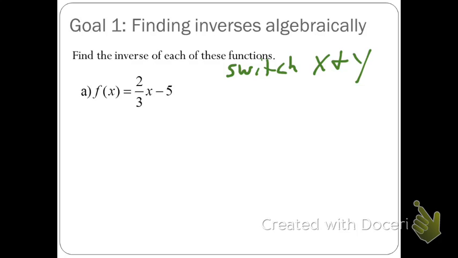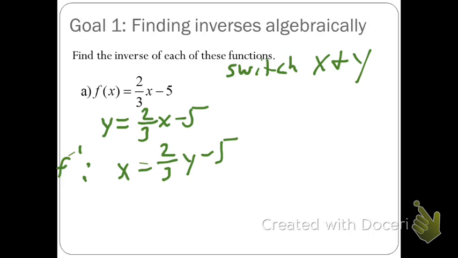Now, one minor detail. This function is written using function notation, where we wrote f of x equals 2/3 x minus 5. But of course, that's equivalent to writing y equals 2/3 x minus 5. It's going to be easier to switch x and y if you actually have the letter y there instead of f of x. Now what we're going to do to find the inverse, which I'll just label as f inverse, I'm going to put a colon here, is we're simply going to make that x equals 2/3 y minus 5. Now this is the inverse of function f.